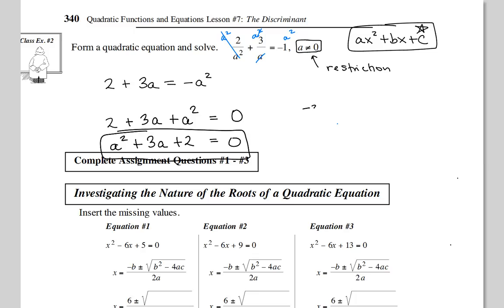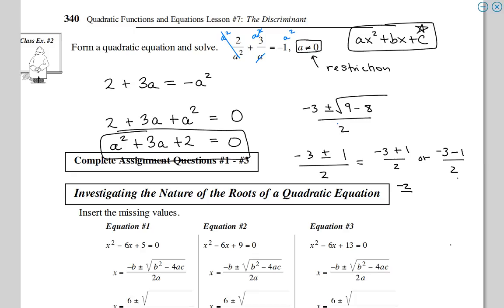Okay, so negative b plus or minus root b squared, which would be 9 minus 4 times 1 times 2. So this is actually a nice one. All over 2 times a, 2 times 1. So you get negative 3 plus or minus root 1 over 2. Negative 3 plus 1 over 2, or negative 3 minus 1 over 2. Looks like negative 2 over 2, negative 4 over 2, negative 1, negative 2.